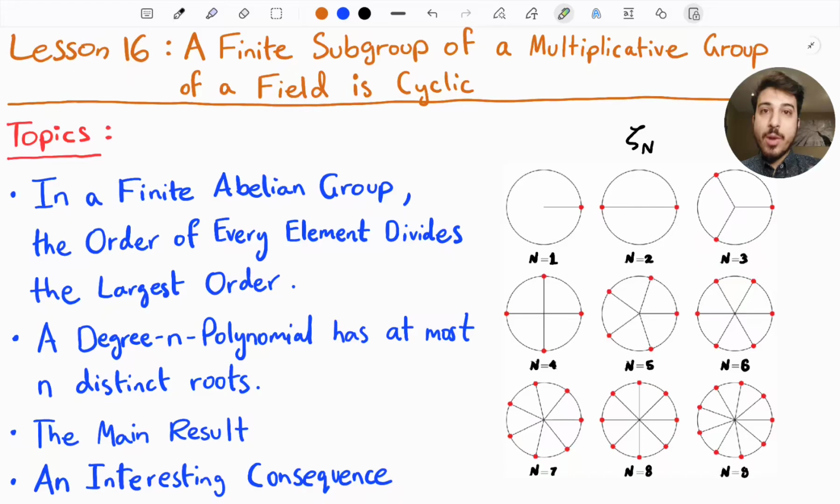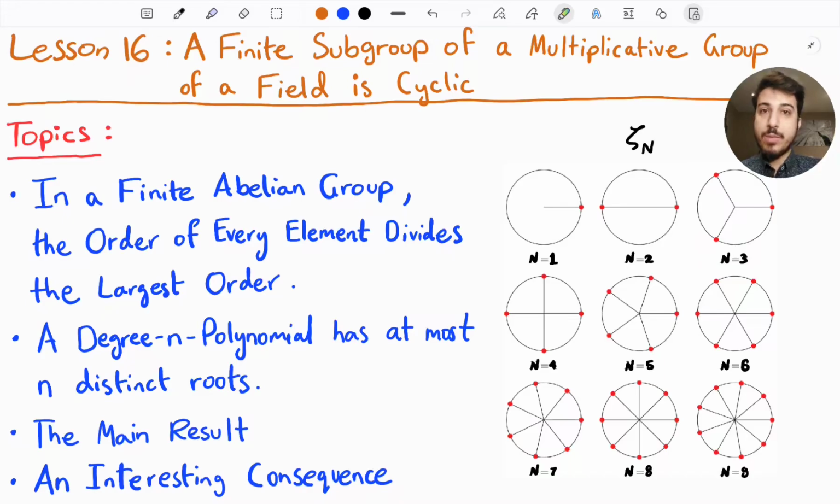To prove this result, we need to prove first two preliminary results. The first of which says, in a finite abelian group, the order of every element divides the largest order of an element in the group. The second result says, a degree n polynomial has at most n distinct roots. This is something that you might have seen before, but now we get to prove it.